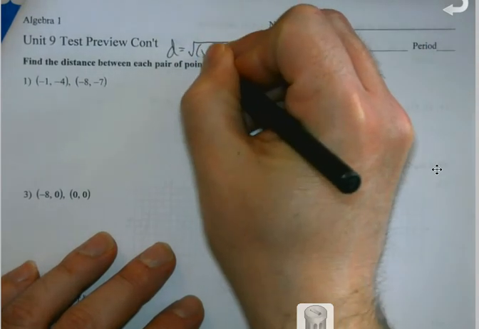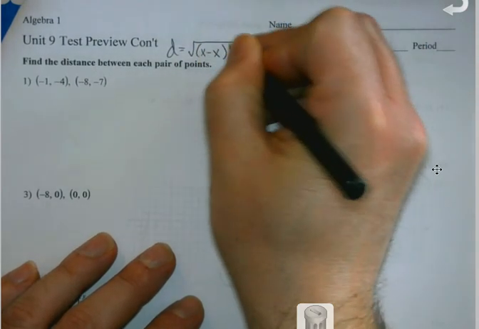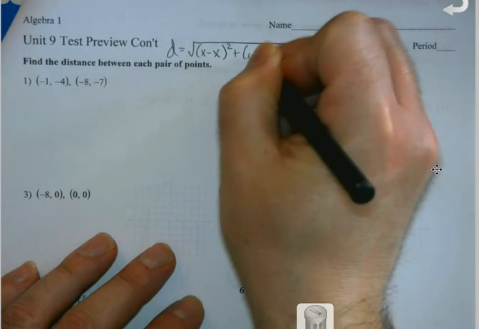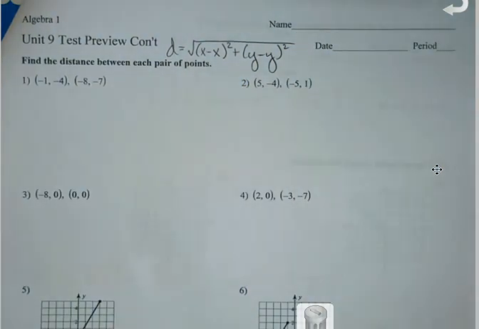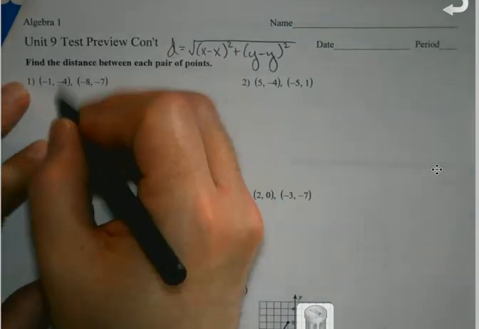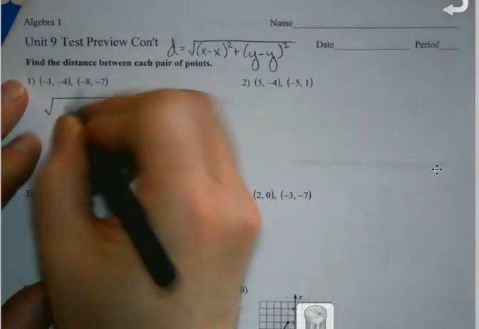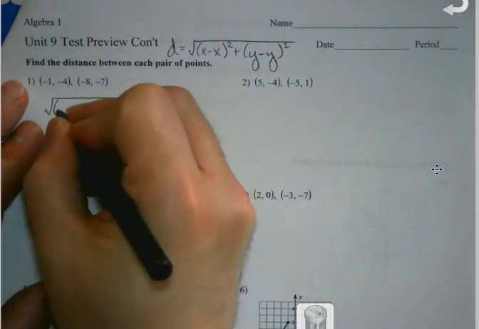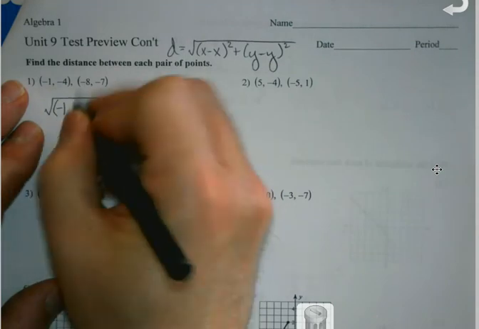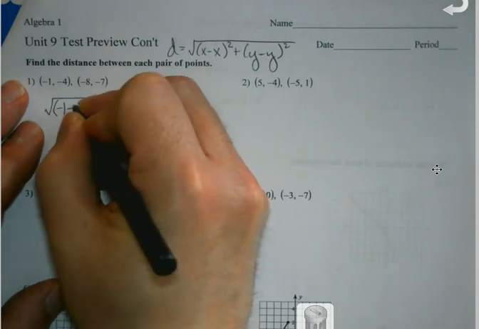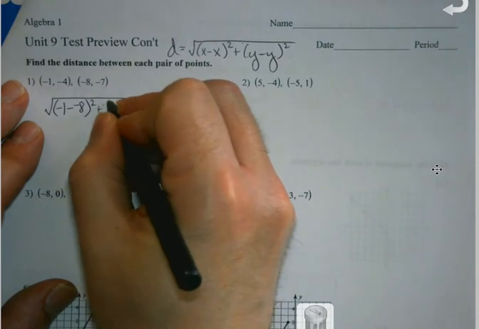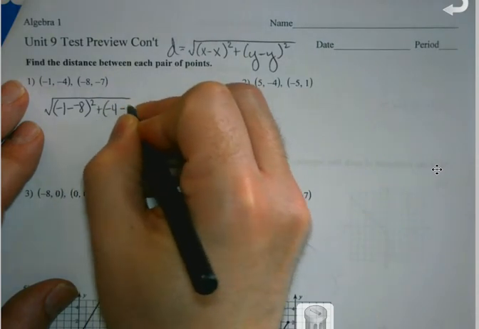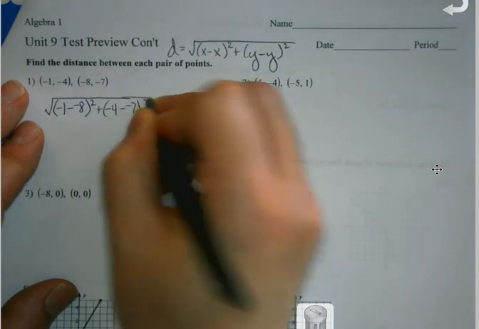it's subtracting my x's squared plus subtracting my y's squared. So if you've got that and you're like, oh, I can follow a formula, this isn't bad. So let's see, I'd have -1 minus -8 squared, and I'd have -4 minus -7 squared.